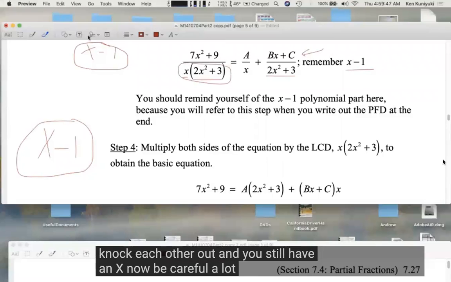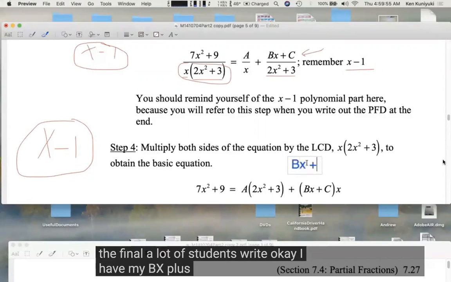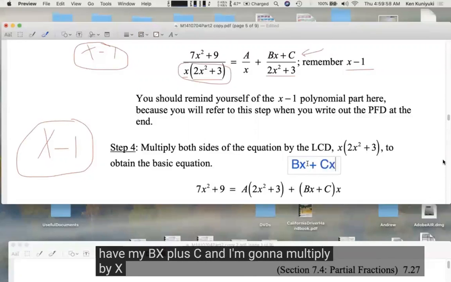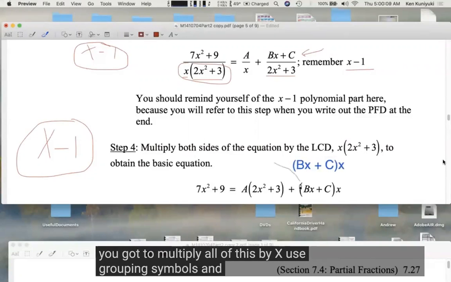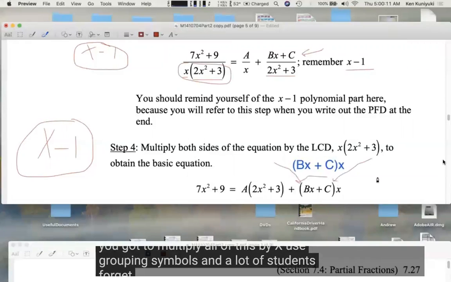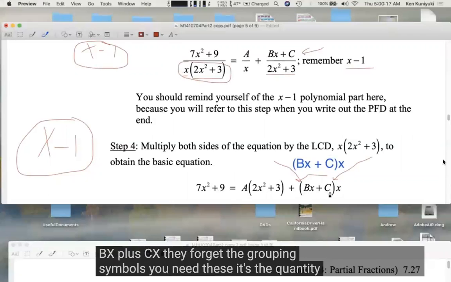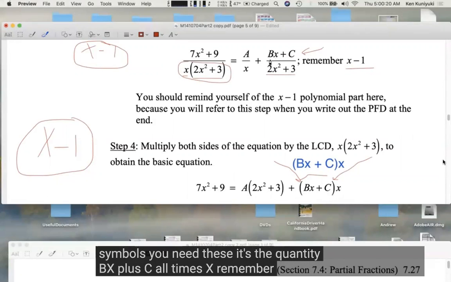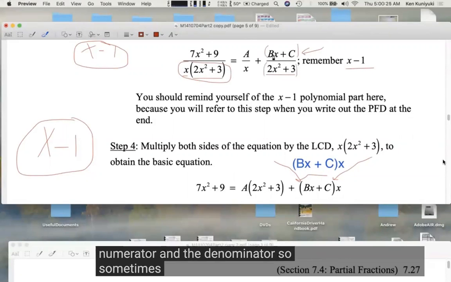Now be careful. A lot of students do this, and it's unfortunate when it happens on the final. A lot of students write, okay, I have my bx plus c, and I'm going to multiply by x. Well, you've got to multiply all of this by x. Use grouping symbols. A lot of students forget that. They're so tempted to write bx plus cx, they forget the grouping symbols. You need these. It's the quantity, bx plus c, all times x. Remember that a fraction bar implicitly groups the numerator and the denominator. So sometimes it helps to actually write these out.